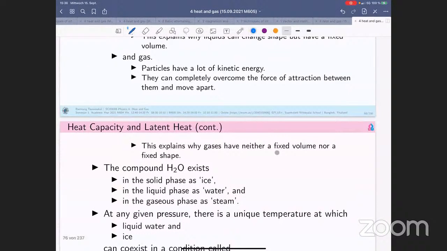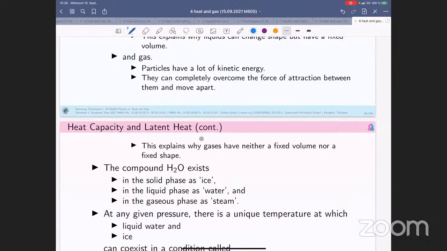These explain why gases have neither a fixed volume nor a fixed shape. It depends on the container used to keep the gas. If you use a bottle, the gas will have that shape. If you use any type of container, the gas will take on that shape.